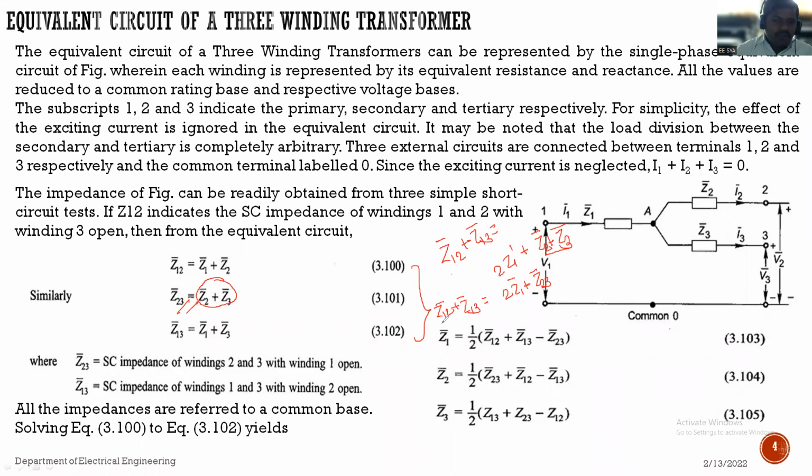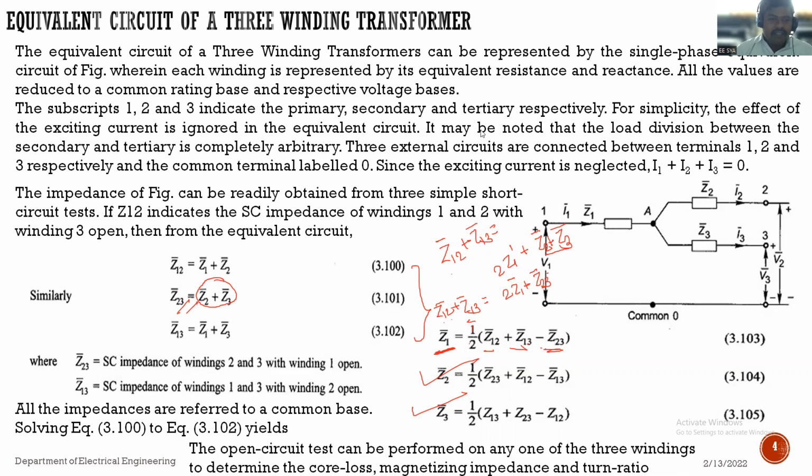Now shift the Z23 bar to the left hand side, it becomes minus, and 2 is also shifted to the other side, it becomes 1/2. So according to this we got the value of Z1 is equal to 1/2 of Z12 bar plus Z13 bar minus Z23 bar. So similarly for the other two, Z2 bar and Z3 bar. So we are able to calculate the values of impedance Z1, Z2 and Z3.